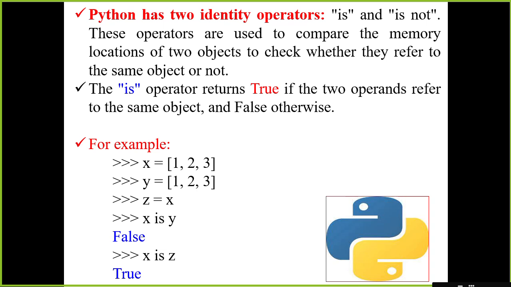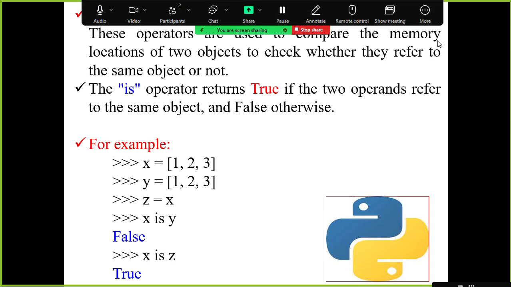Otherwise, it returns false. For example, x is equal to [1, 2, 3], y is equal to [1, 2, 3], z is equal to x. Now, x is y? Why? We are assigning x's value to z, but if you ask x is y, it is false. If you say x is z, it returns true. So let me run this.